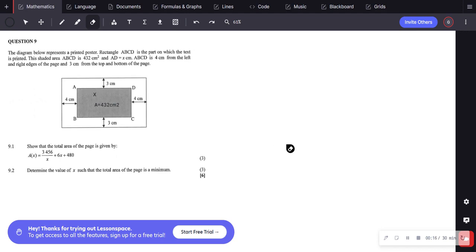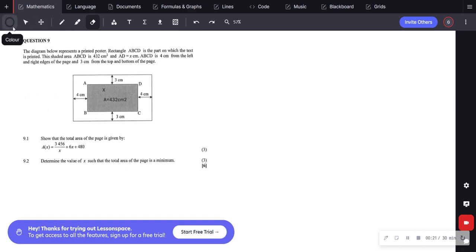So the question is, the diagram below represents a printed poster. Rectangle ABCD is the part on which the text is printed. The shaded area ABCD is 432 centimeters squared, and AD equals X centimeters. ABCD is 4 centimeters from the left and right edges of the page and 3 centimeters from the top and bottom of the page. Show that the total area of the page is given by A(X) equals 3,456 over X plus 6X plus 480.